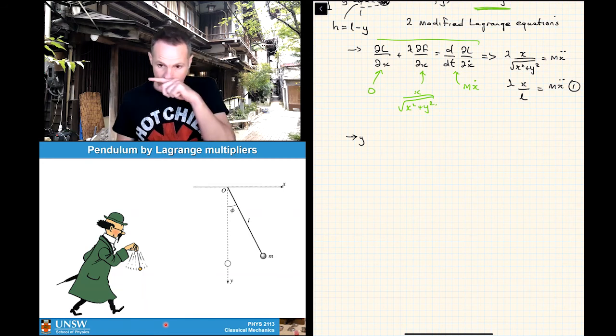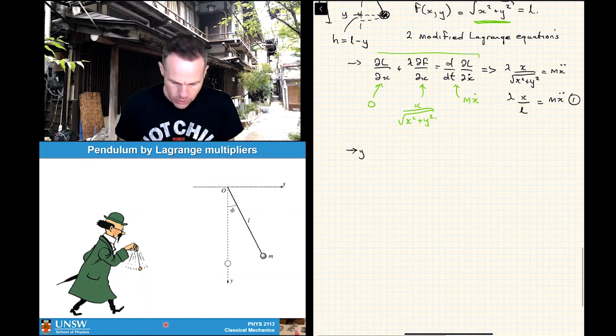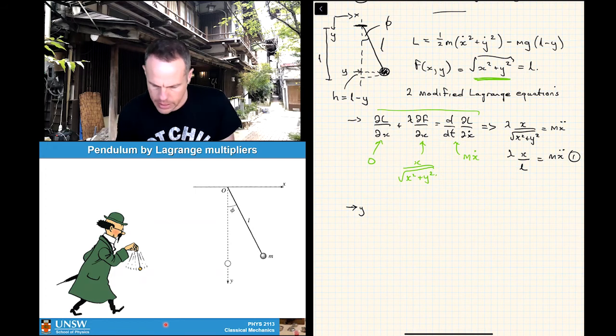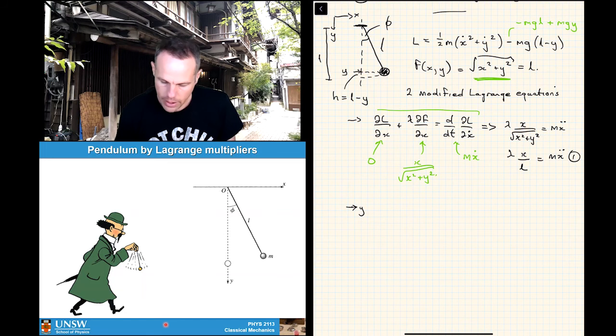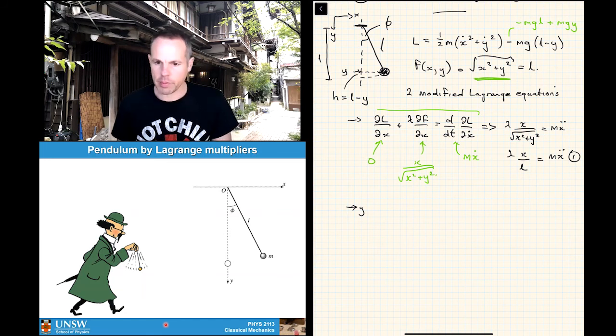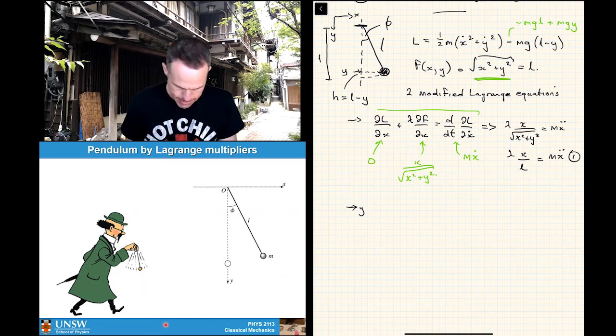But I can work out what the various components are going to be, right? So first I need dL/dy. And when I take dL/dy, this will become minus mgl plus mgy. So when I take the derivative with respect to y, I'm going to get an mg, okay? So there'll be an mg in here plus lambda.